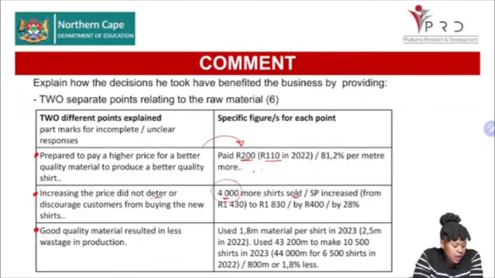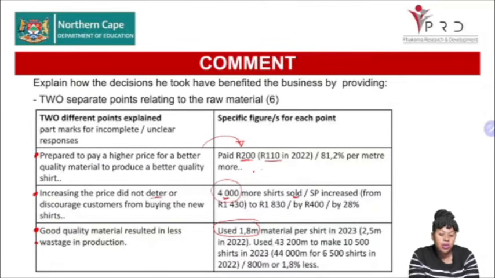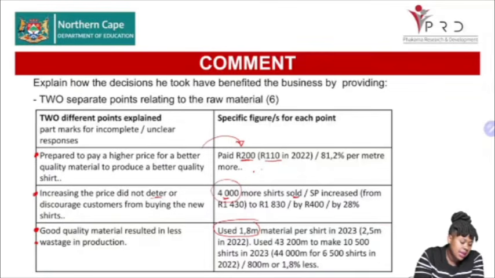Now, good quality material resulted in less wastage in production. As you can see, we only used 1.8 meters per shirt, while previously we were using 2.5 meters. So it has improved the wastage. We are not spending so much money, or rather we are not using so much material to produce a shirt. So those are the decisions the owner made that are working very well for the business.